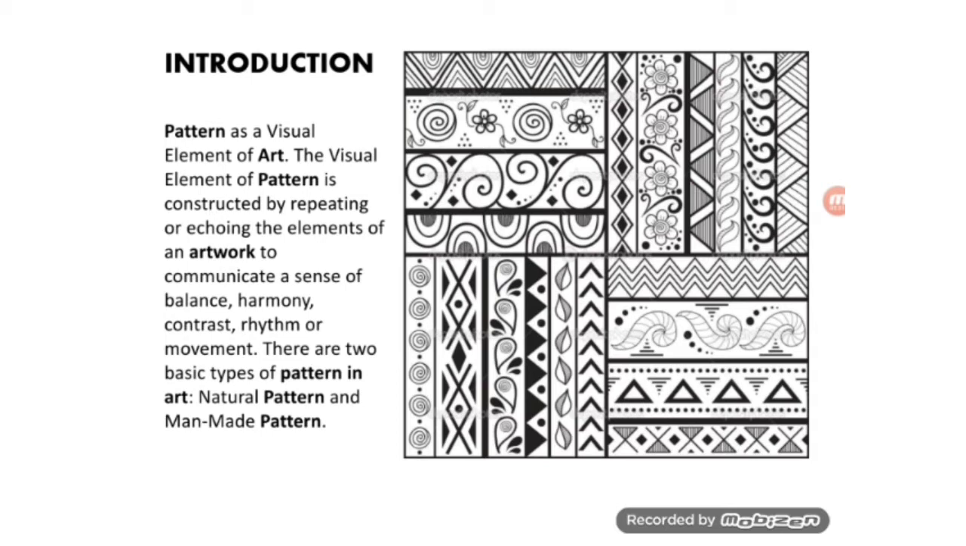Okay. So, pattern as a visual element of art. The visual element of pattern is constructed by repeating or echoing the elements of an artwork to communicate a sense of balance, harmony, contrast, rhythm, or movement. There are two basic types of pattern in art. First is a natural pattern. Second is a man-made pattern.